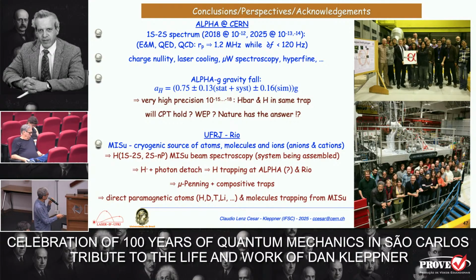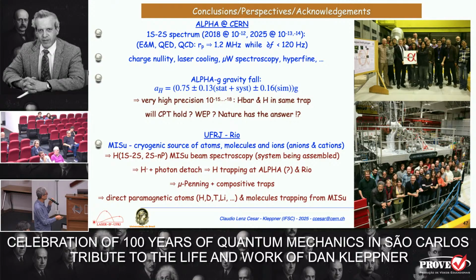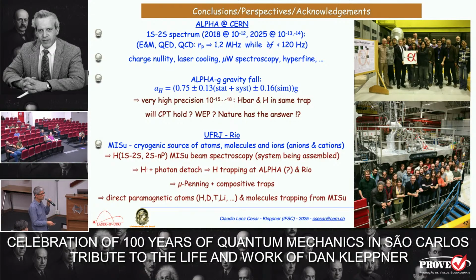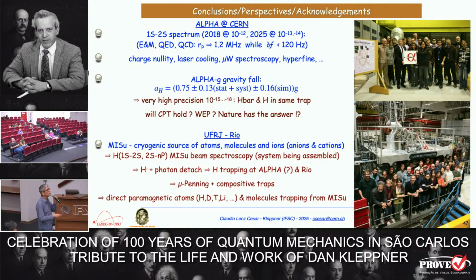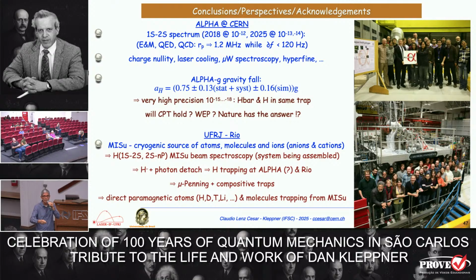And in Rio, we've created this technique, which is a nice source of atoms, molecules, and ions. So we'll soon be doing hydrogen spectroscopy there because we have a colder source than Ted Hänsch has. So in principle, once we build all the metrology and so on, we would be able to reach a higher precision in hydrogen than is done presently. And there are other things we're doing, Penning traps and so on.